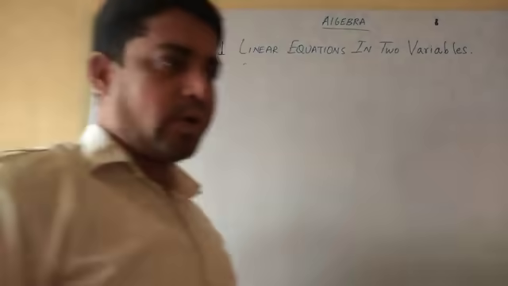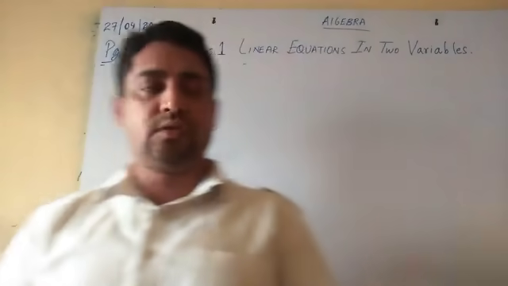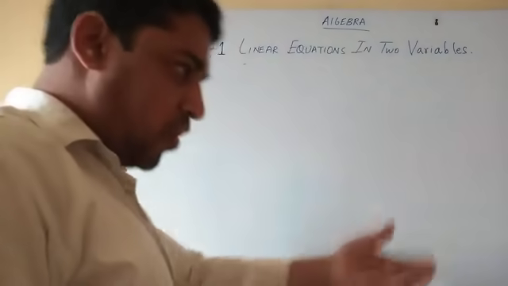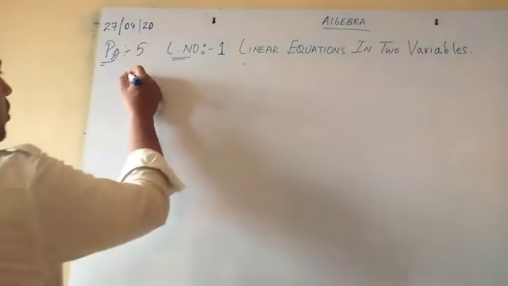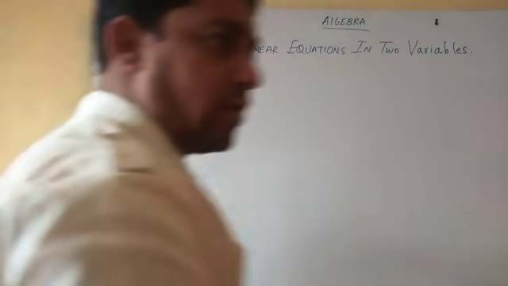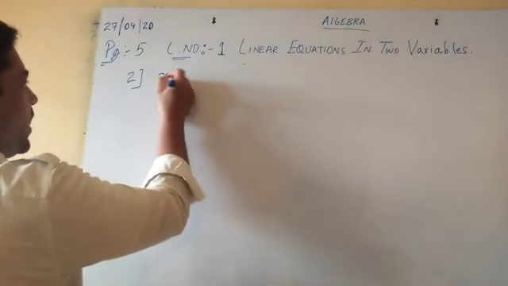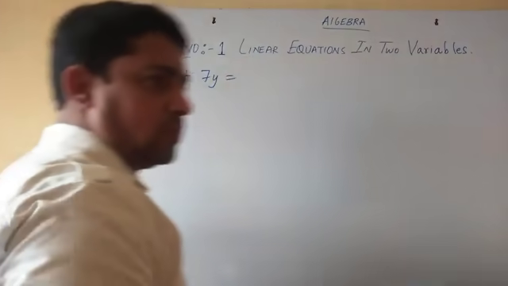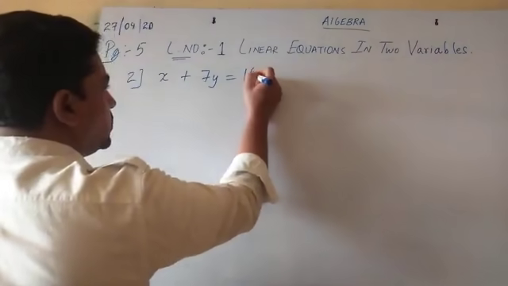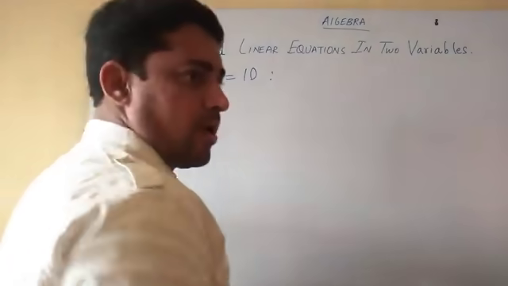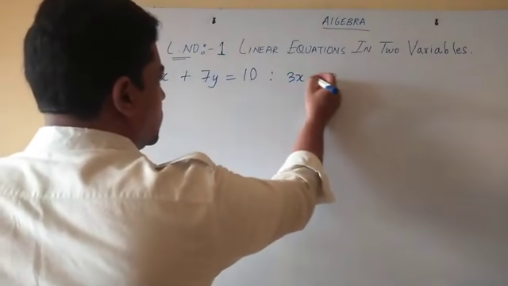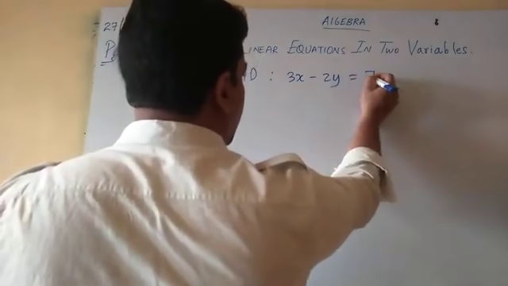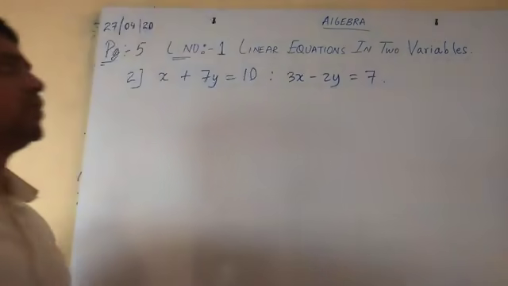This will be a little different because the coefficients won't be equal here. So there is one more extra step to solve this because the coefficients are not equal. x plus 7y is equal to 10. That's the first equation. Next, 3x minus 2y is equal to 7. Okay, these are your 2 equations.